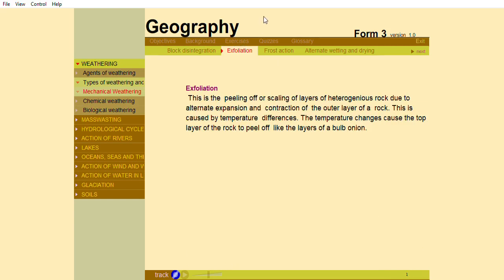Exfoliation. This is the peeling off or scaling of layers of heterogeneous rock due to alternate expansion and contraction of the outer layer of a rock. This is caused by temperature differences. The temperature changes cause the top layer of the rock to peel off like the layers of a bulb onion.